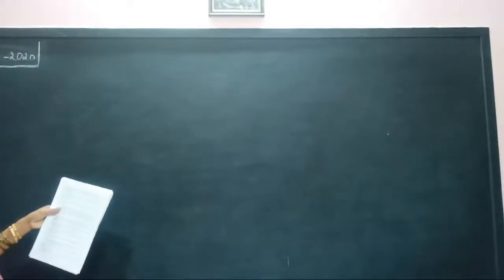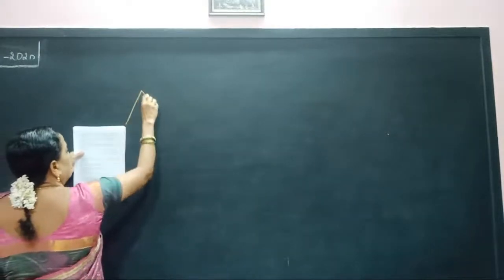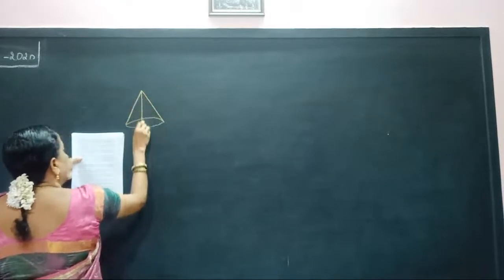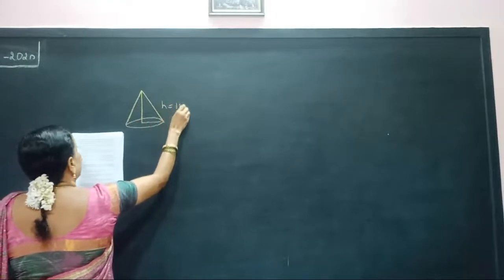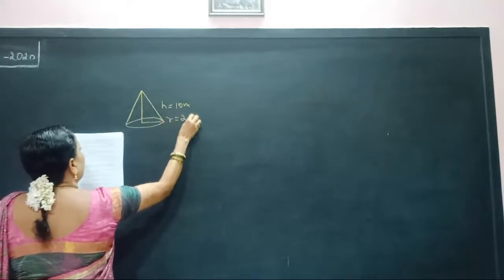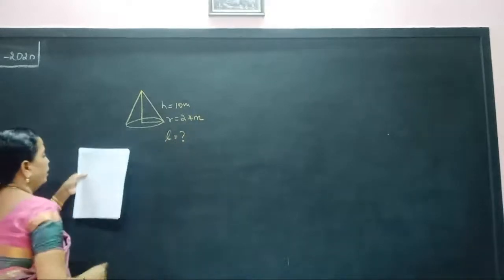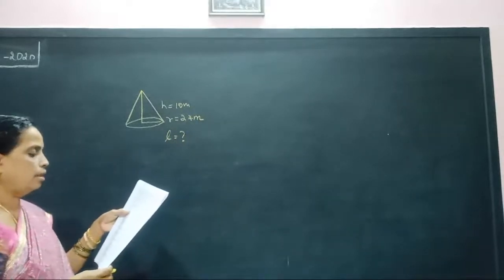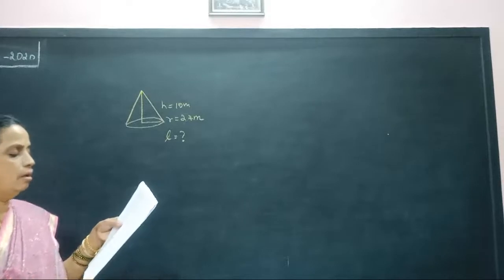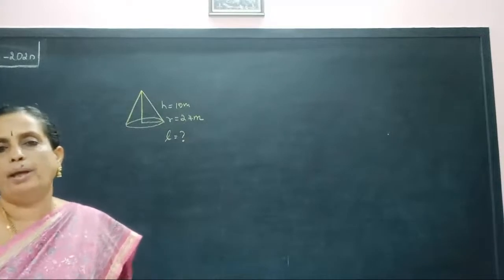Question number 15. A conical tent is 10 meter high and the radius is 24 meter. Find the slant height, and if the cost of 1 meter square canvas is rupees 70, find the cost of canvas required to make the tent.